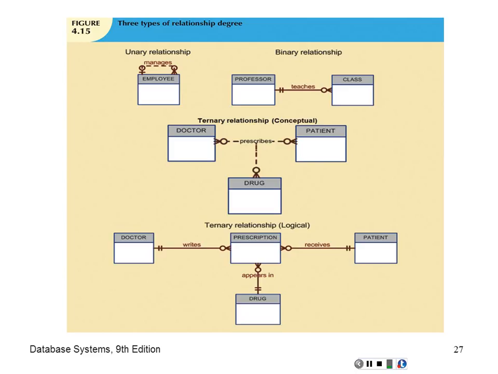So this is an implementation of this. Do you have any questions about this? So that's an example of a unary relationship. Okay, and we have time to look at another one.